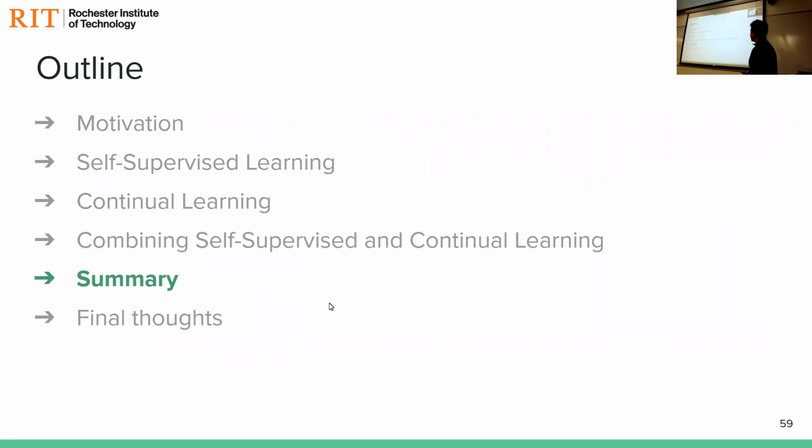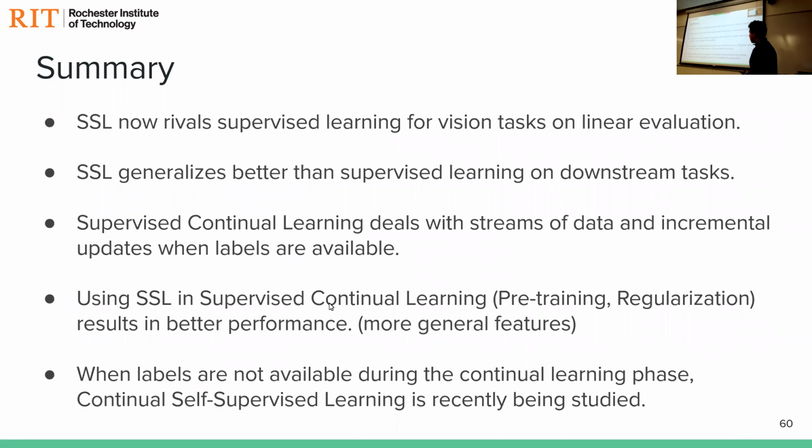Yeah, so now I will go to a quick summary. In this presentation, I have shown you that self-supervised learning now rivals supervised learning, but this is on the linear evaluation task, right? But on self-supervised learning, if you do your linear evaluation on a different data set, that's where self-supervised learning shines, because now it generalizes better than supervised learning on those different downstream tasks.